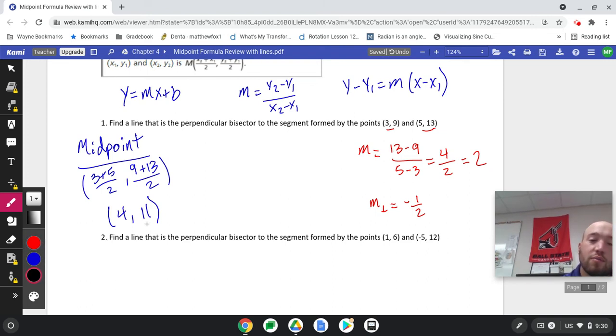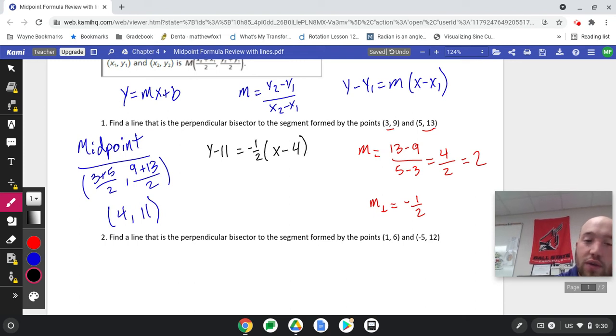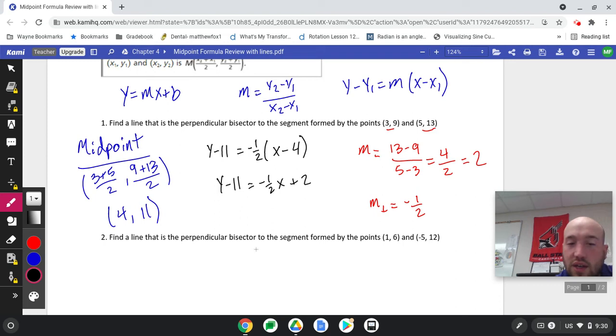Okay, so we'll plug that into our formula now. Up here, we have a point and a slope, so we'll use point slope formula. y minus 11 equals that negative 1/2 goes here times x minus the 4. So we distribute: y minus 11 is still here, negative 1/2 x plus 2, because a negative times a negative is positive. Half of 4 is 2. All we got to do now is add 11 to both sides, and we get y equals negative 1/2 x plus 13.